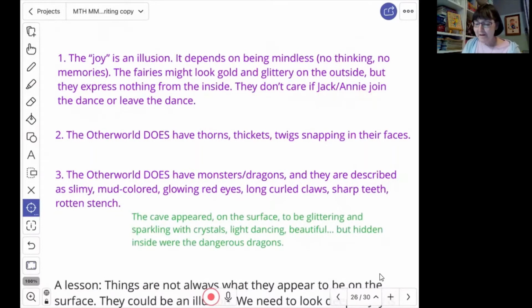Number 2, the Otherworld does have thorns, thickets, and twigs snapping in their face. And number 3, the Otherworld does have monsters or dragons, and they are described as, here are some words from the story: slimy, mud-colored, glowing red eyes, long curled claws, sharp teeth, and a rotten stench. That means they stink.